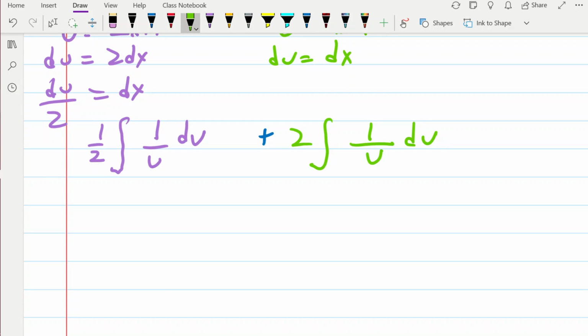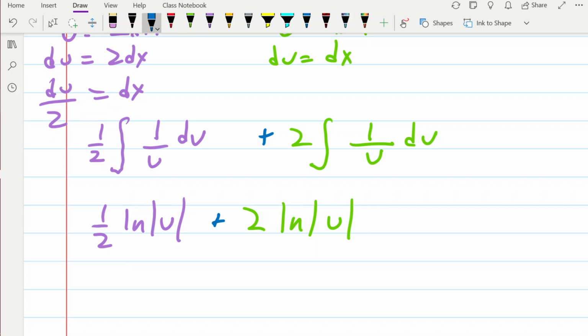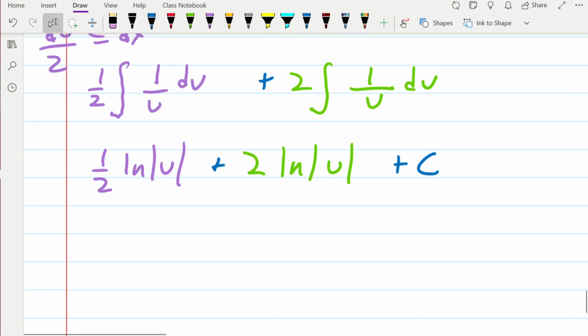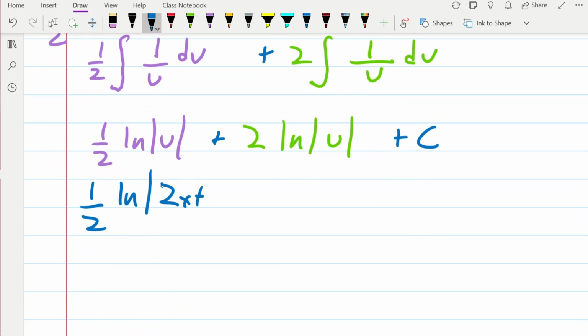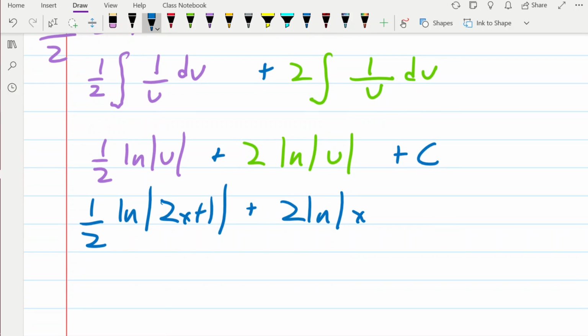So then we can integrate. This is going to be 1/2 ln of u plus 2 times the ln of green u plus c. And then we can just simply substitute back in our purple and green u's. So it'll be 1 over 2 ln of purple u, which is going to be 2x plus 1. And we need to keep our absolute value, plus 2 times the ln of green u, which is x minus 1. Again, need to keep the absolute value, plus c.